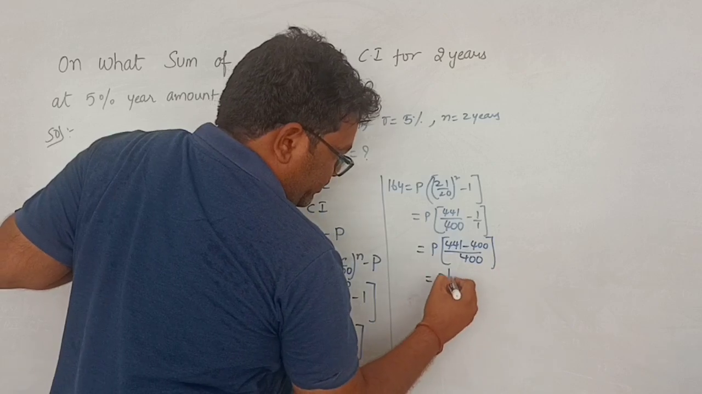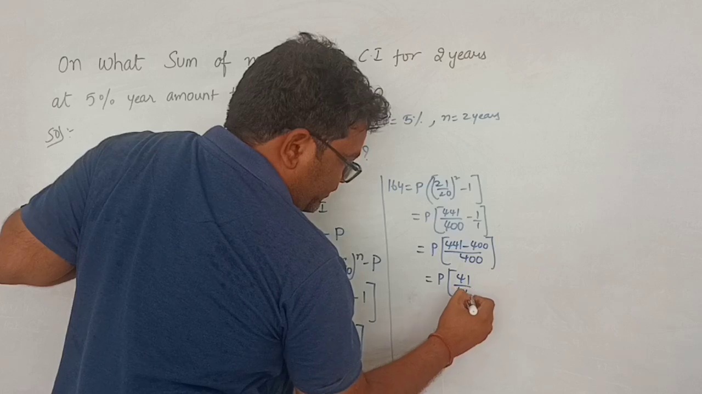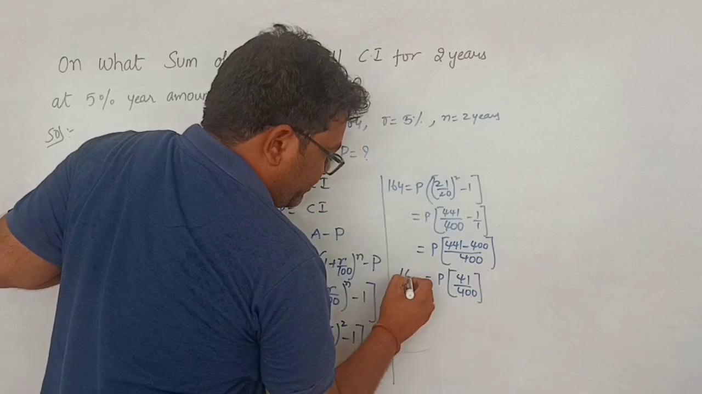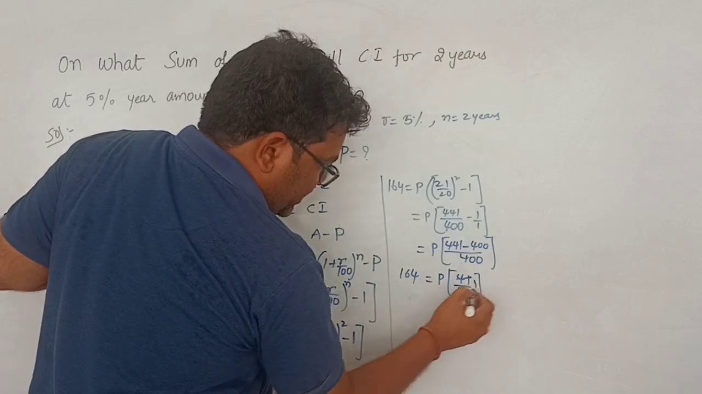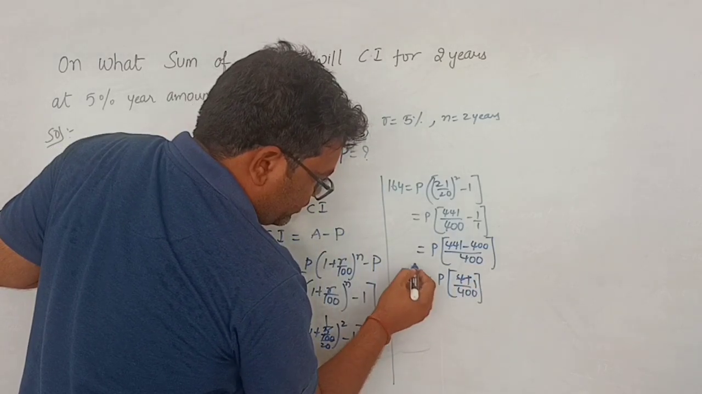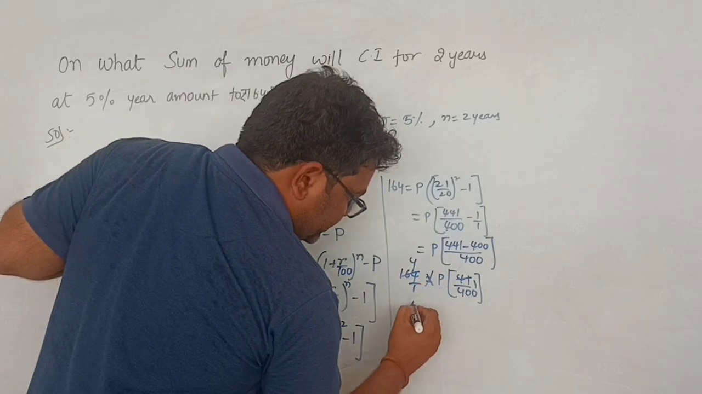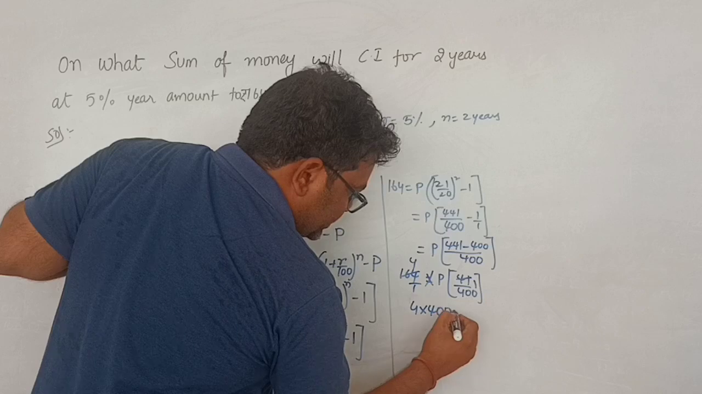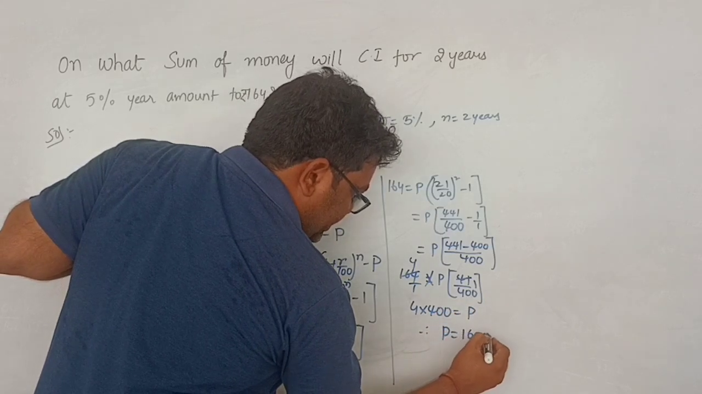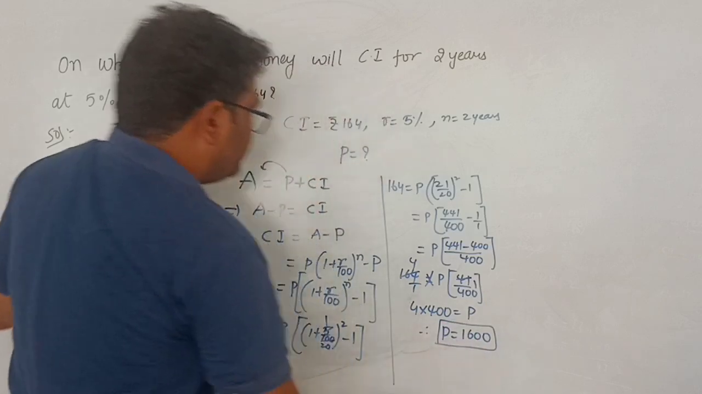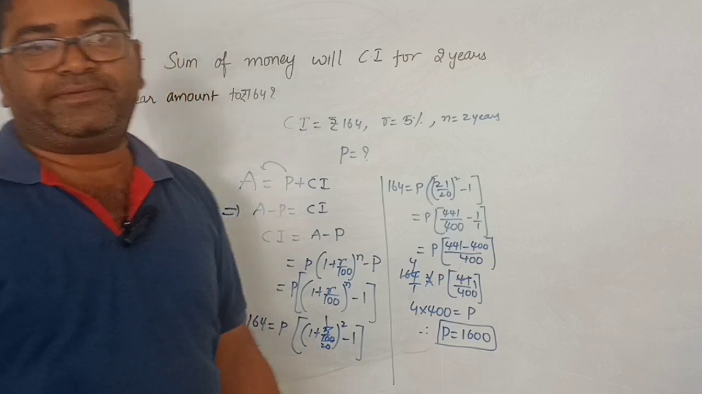Now P into 441 minus 400 is 41 by 400, and here 164 is here. Now 41 ones are 41, fours are 164, by 1. Now cross multiplication, 4 into 400 is equal to P. Therefore P is equal to 1600. So the sum of money is 1600.